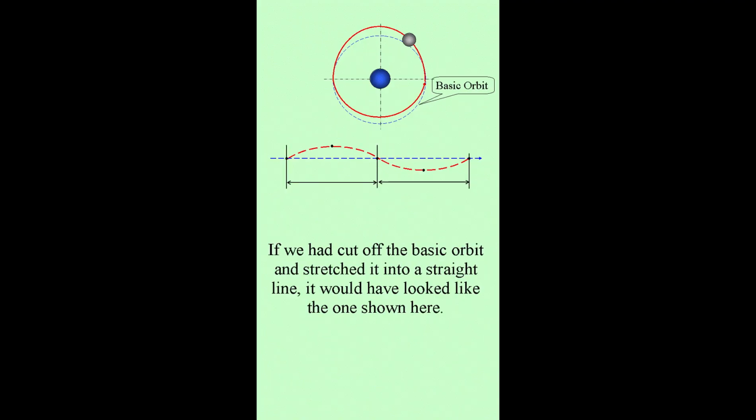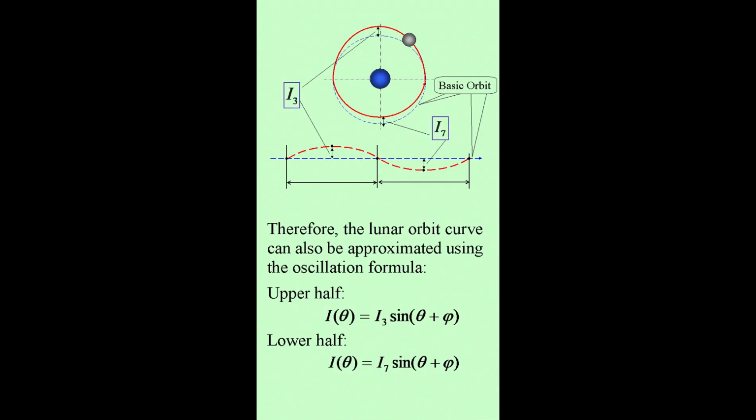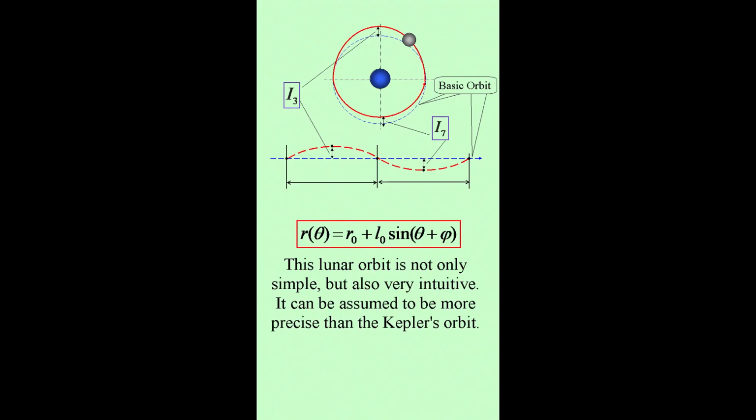If we had cut off the basic orbit and stretched it into a straight line, it would have looked like the one shown here. According to oscillation theory, the curve of the oscillation is a sine curve. Therefore, the lunar orbit curve can also be approximated using the oscillation formula. And the Moon's orbit can also be described in simplified terms. This lunar orbit is not only simple, but also very intuitive. It can be assumed to be more precise than the Kepler's orbit.